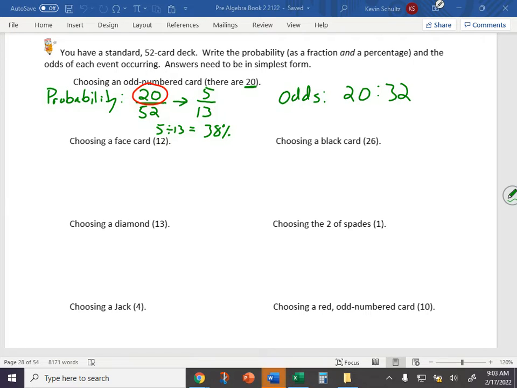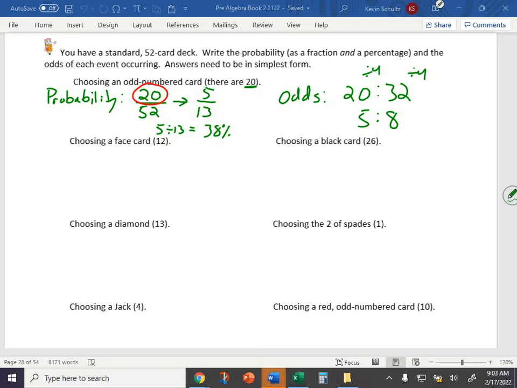Since it's a ratio, and we've already talked about this year how to simplify a ratio, what would this simplify to be? Similar to a fraction. Haley? 5 to 8. Divide both by 4, right? Divide by 4, divide by 4, and we get 5 to 8.